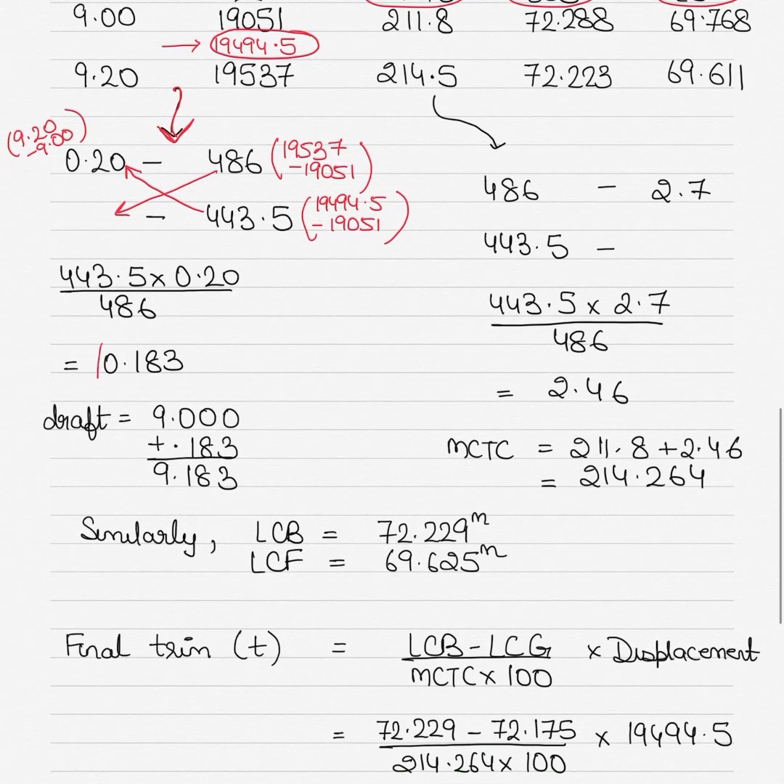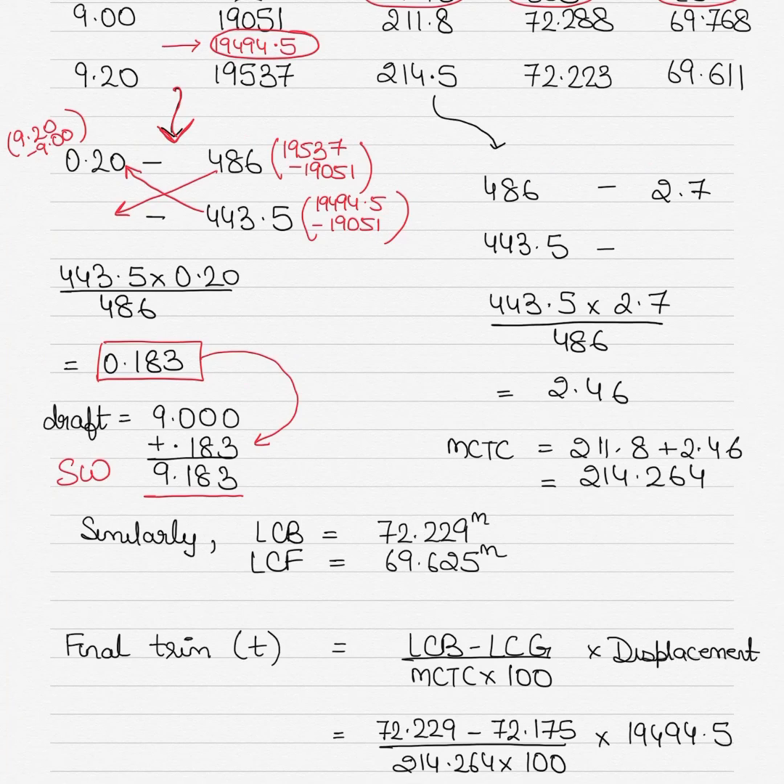Simple interpolation will give you a correction value of 0.183. This 0.183, we have to see whether it should be added or not. Now it has to be added because as you are going from 19051 towards 19537, the draft is increasing. So naturally, when you find out the correction here, you will add it to the draft of 9 meters to find out the final hydrostatic draft at seawater. It will be 9.183. Alright, this is the hydrostatic draft, but we have to find out the drafts forward and aft.